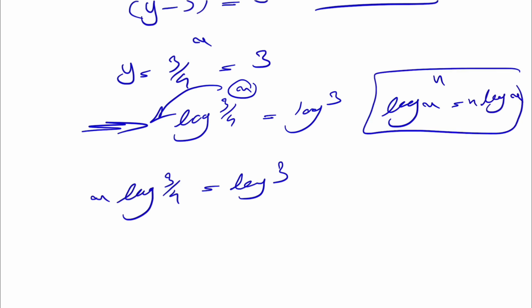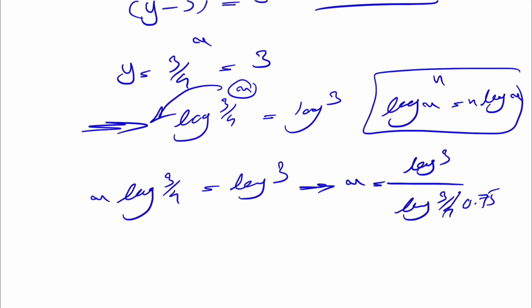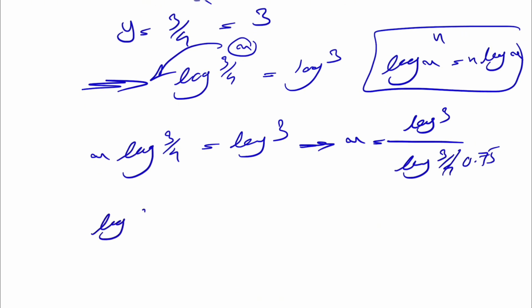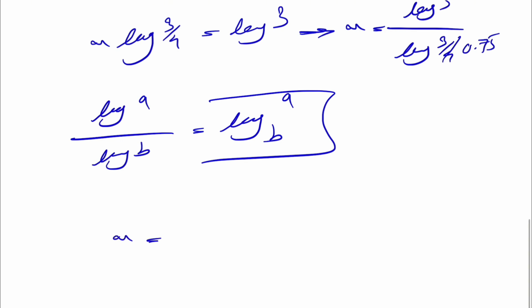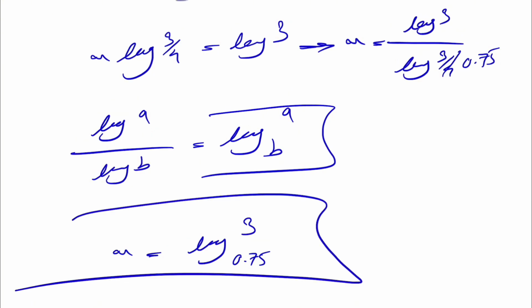So if we divide each side by log of 3/4, we'll have our x equal to log of 3 over log of 3/4. We know 3/4 is 0.75. And from the laws of the logarithm, we know if we have log of a divided by log of b, the base of these two logarithms is 10 by default, and this will be equal to log base b of a. So we're going to use the same thing. If we follow that law, our x will be log base 0.75 of 3, and that would be the final answer for this question. Hope this question was helpful.